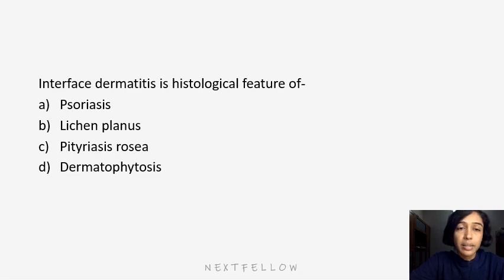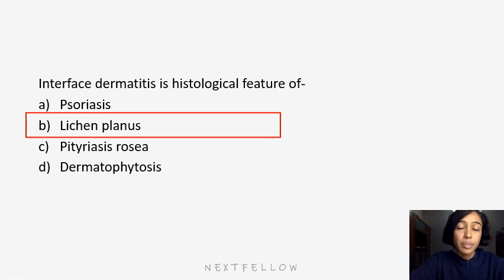Interface dermatitis is a histological feature of psoriasis, lichen planus, pityriasis rosea, or dermatophytosis. Interface dermatitis, or the lichenoid infiltrate in the superficial dermis, is seen in lichen planus.